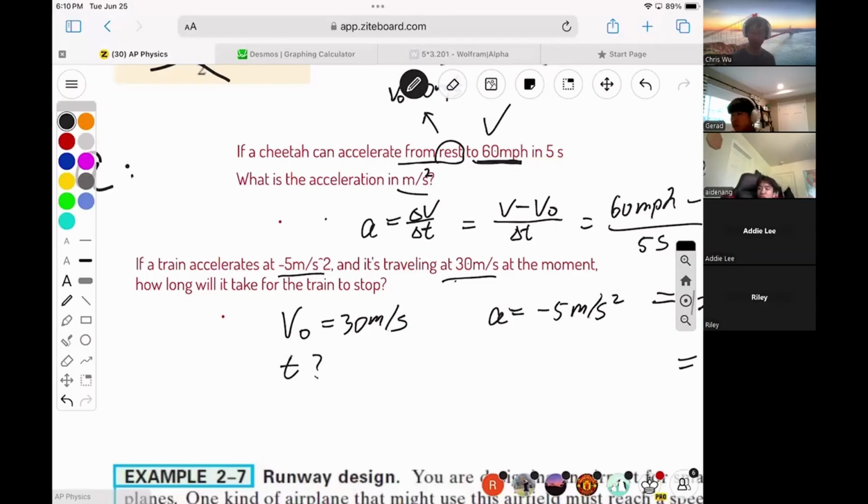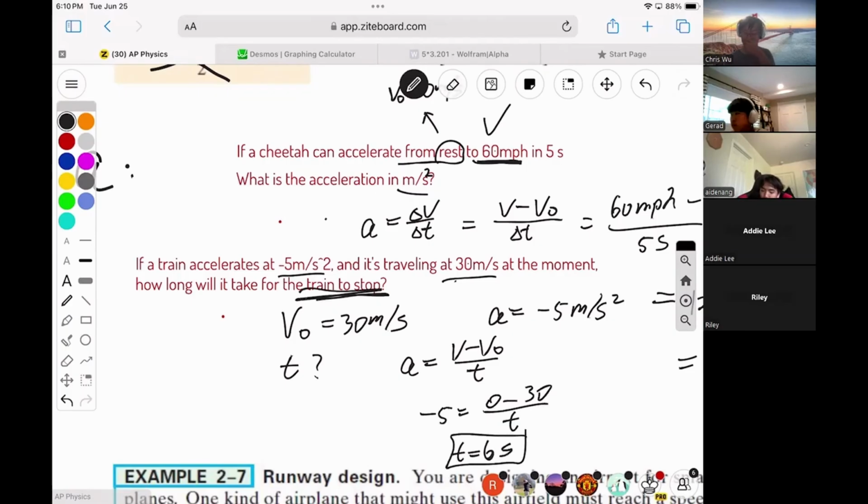So is there any equation that involves V naught, T, and A? Sure, I know A is equal to V minus V naught over T. So what else is missing in this equation? V. And I think about it, okay, what is my final velocity then? Because V is my final velocity, right? Since I'm coming to a stop, my final velocity is 0, right? So therefore, my negative 5 is 0 minus 30 divided by T. So my T better be 6. So in 6 seconds, the train's going to stop.